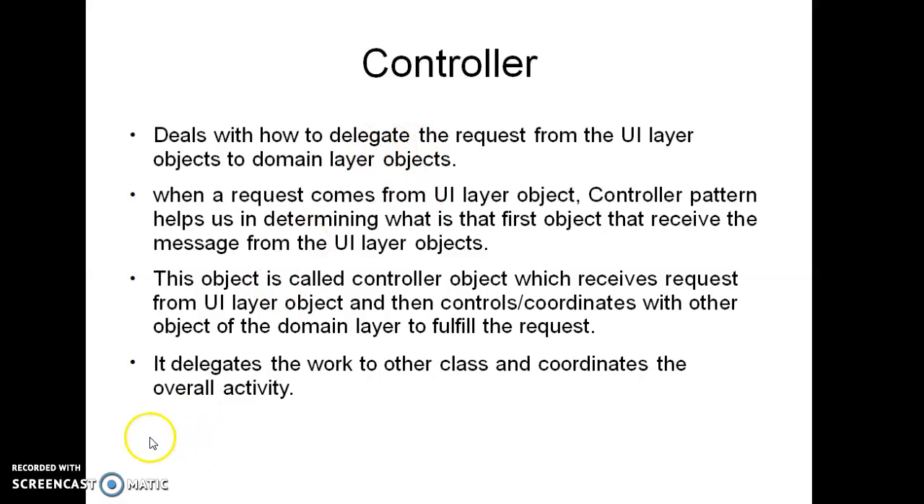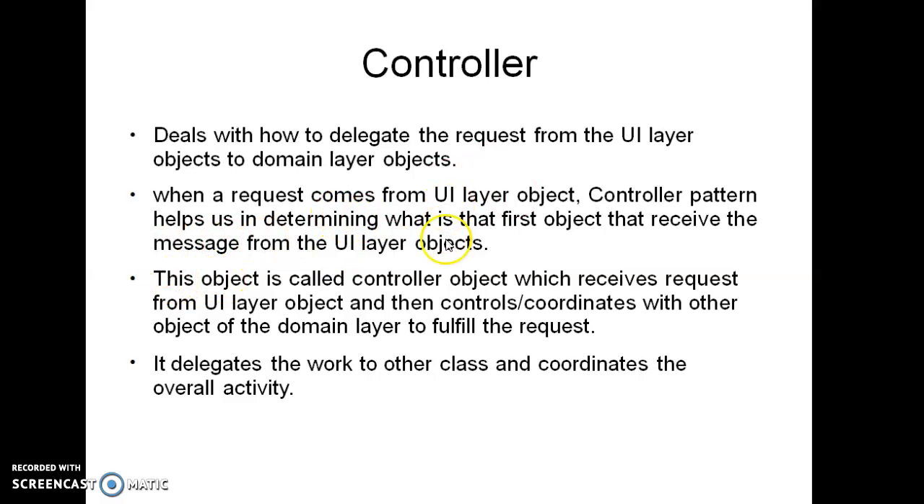So the next one is the controller. It deals with how to delegate the request from the UI layer object to the domain layer object. When a request comes from the UI layer, as we have seen, there are three types of layer in software. We have seen this in the previous unit also. The first one is the UI layer, the second is the business layer, and the third is your data layer.